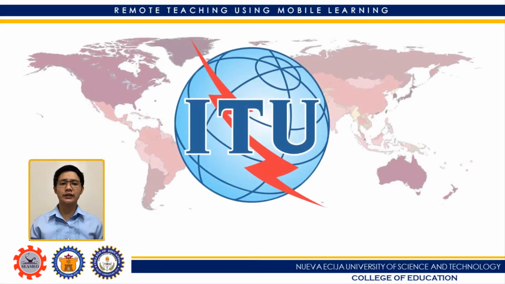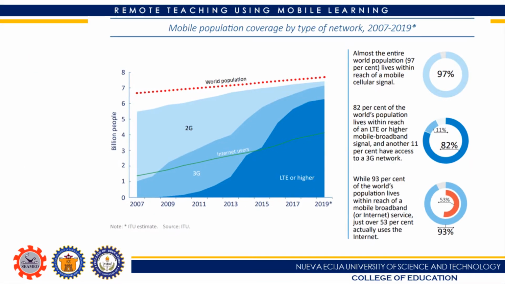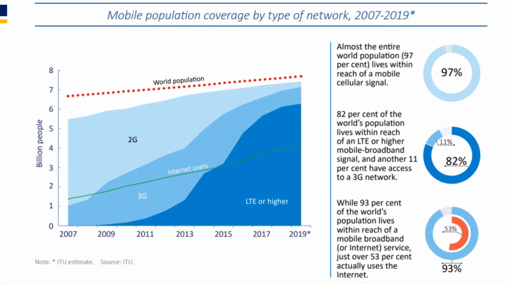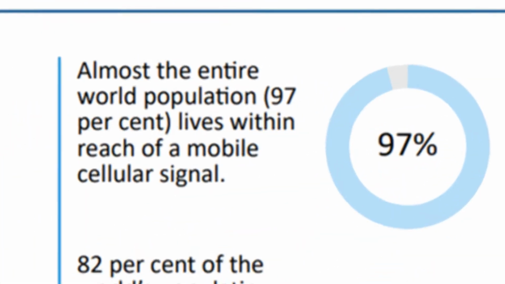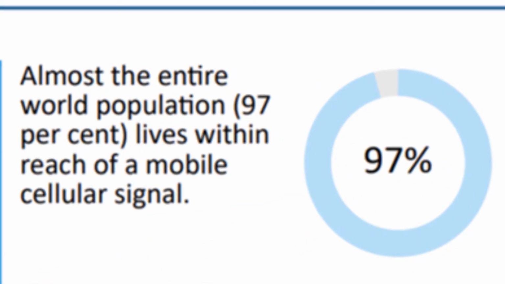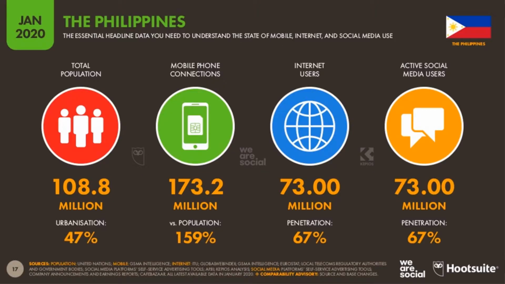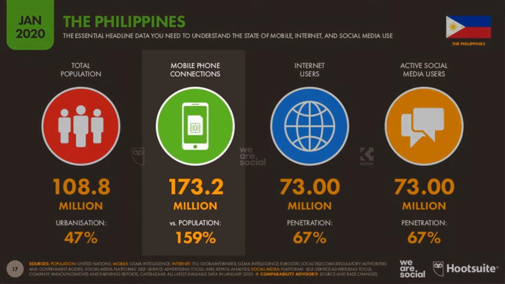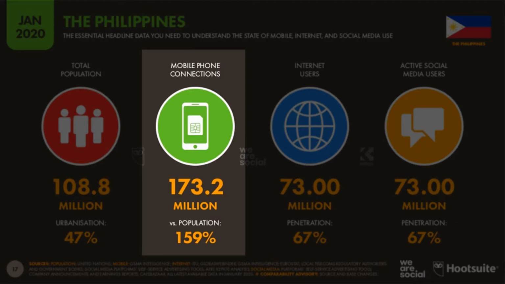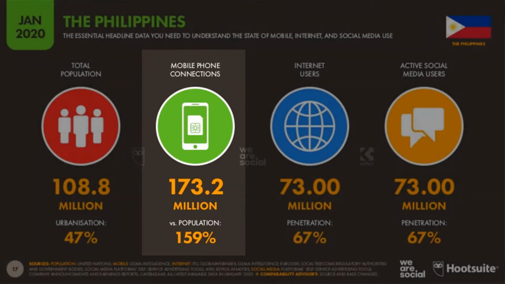According to the International Telecommunications Union Facts and Figures in 2019, mobile devices have spread at an unprecedented rate in the past decade, and 97% of the global population lives in an area covered by a mobile cellular network. In the recent report released by datareportal.com last January 2020, the Philippines has 159% mobile phone connections versus our population, meaning some Filipinos own 2 or more mobile devices.